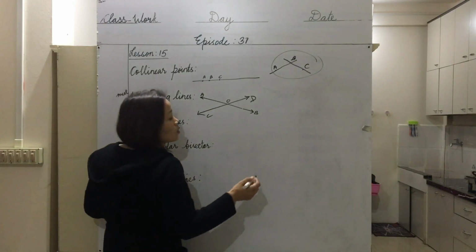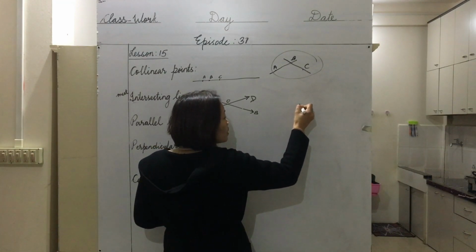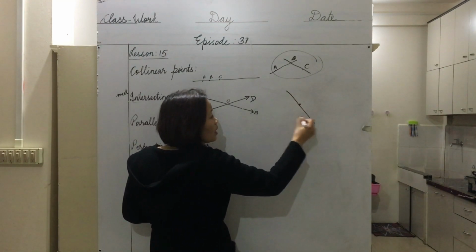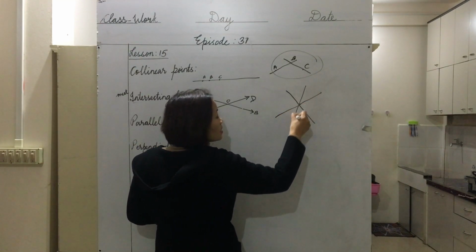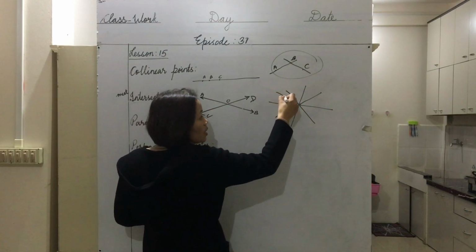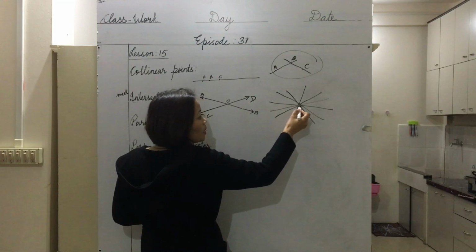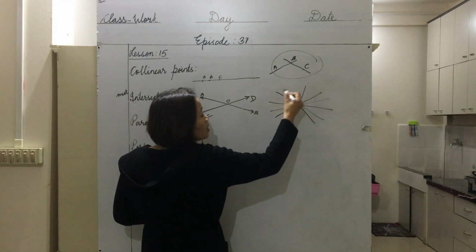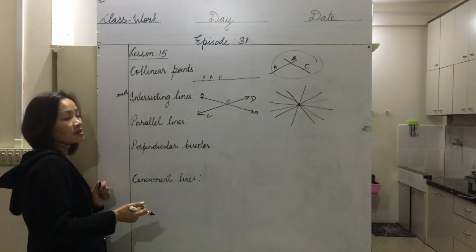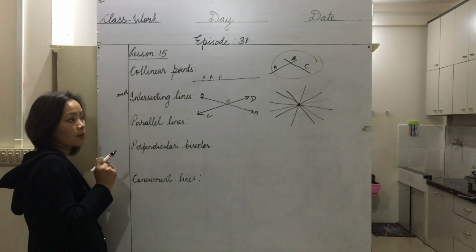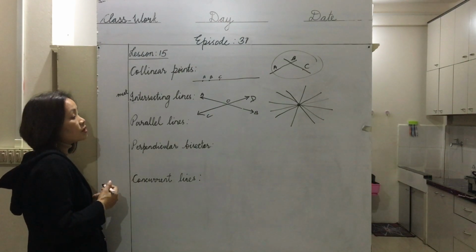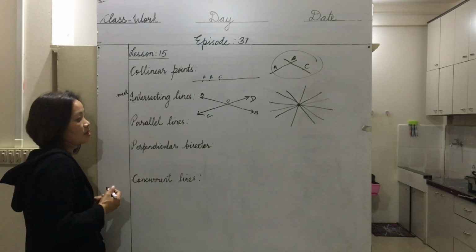And we can also have, passing through one point, as many intersecting lines as we want, right? See, we can draw as many lines as we want passing through one point. These are all intersecting lines, right? When 2 or more lines pass through a point, one point, those lines are called intersecting lines.